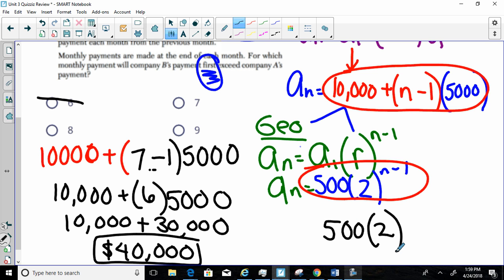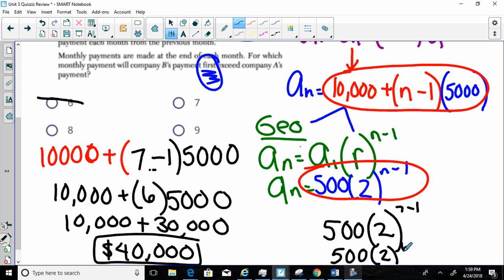What n are we trying out? 7. What is 7 minus 1? 6. And so type that in your calculator. 500 times 2 to the 6. Your calculator doesn't tell you, so make sure you do exponents before multiplying. Just write 500, parentheses, 2 to the 6.